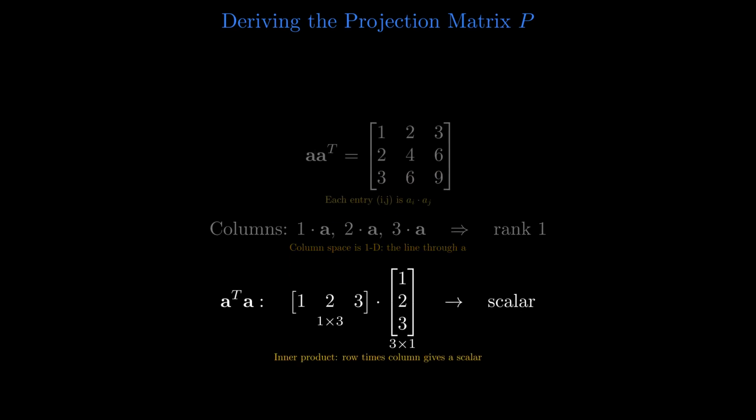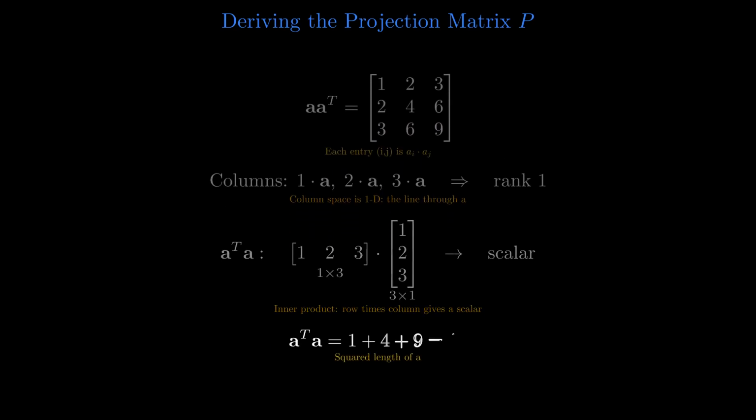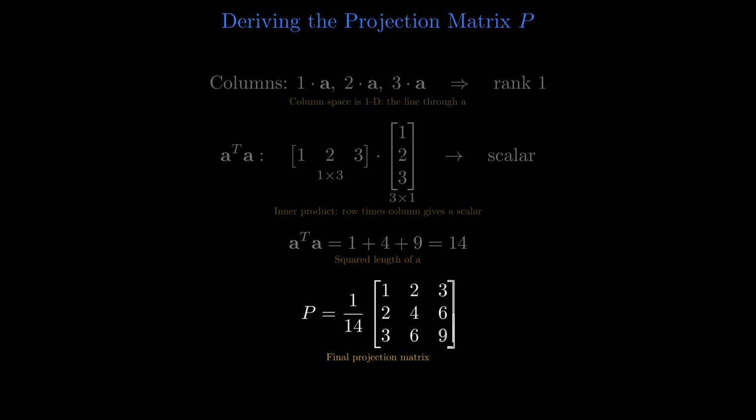Meanwhile, A transpose A is an inner product, 1 plus 4 plus 9 equals 14, just a scalar. So capital P equals 1/14 times that matrix. This projection matrix has two remarkable properties. Let's look at the first one, symmetry.